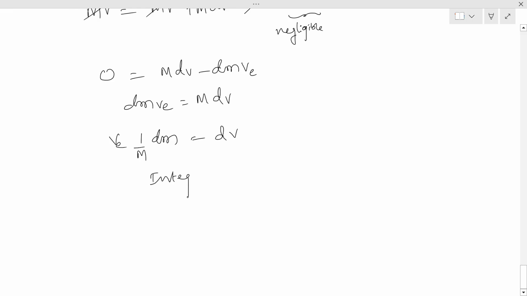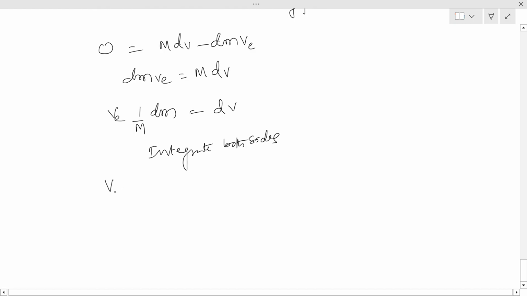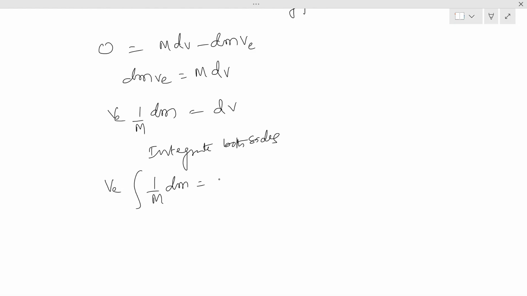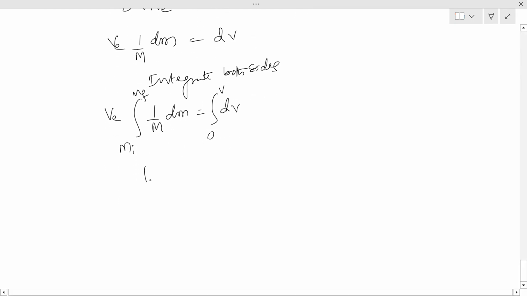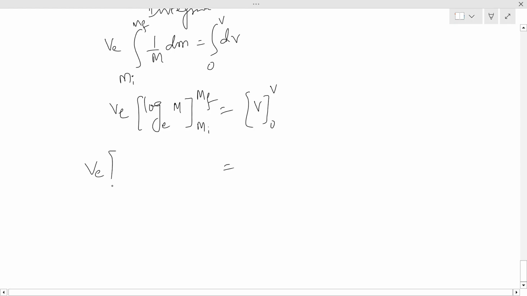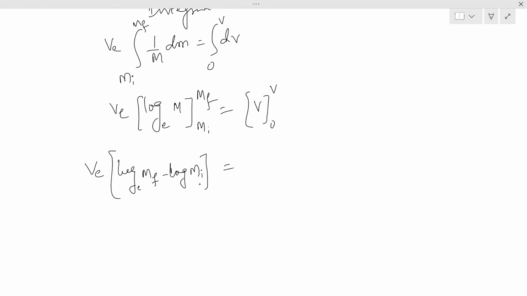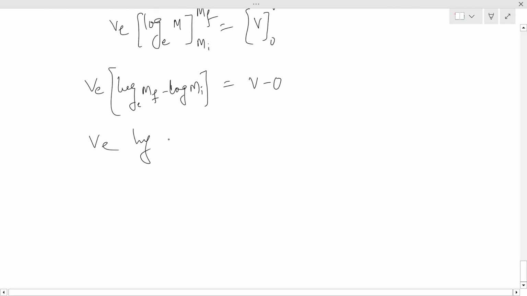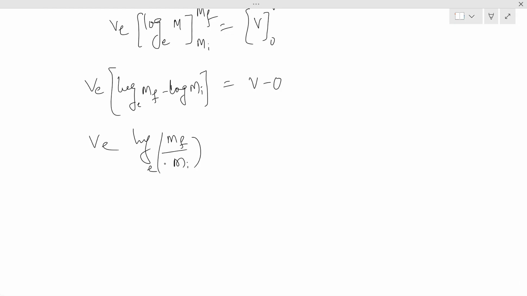Now integrate both sides. If you integrate both sides, ve will be outside: ve times integral of 1 by m dm is equal to integral of dv. So initial velocity, let us assume 0, final velocity will be v, initial mass is mi, final mass is mf. So the integration of 1 by m is natural log of m from initial to final, and integration of dv is v, from 0 to v. So ve times log m final minus log m initial is v minus 0. ve log base e of m final by m initial is equal to v.